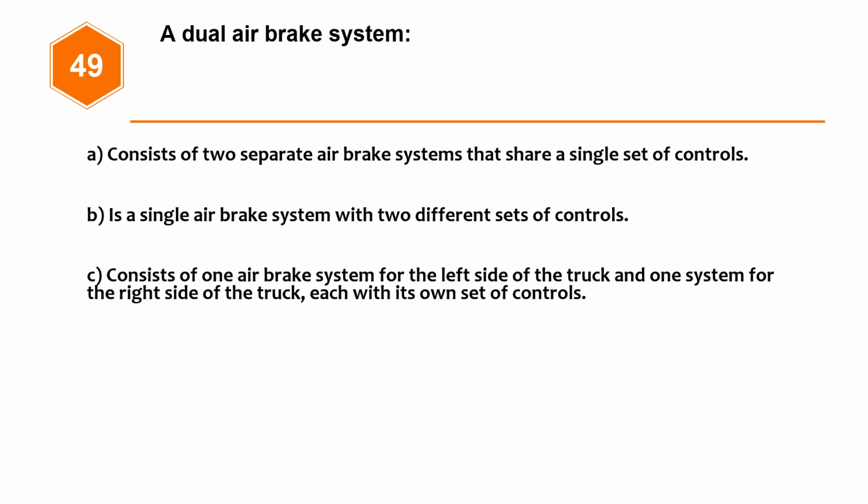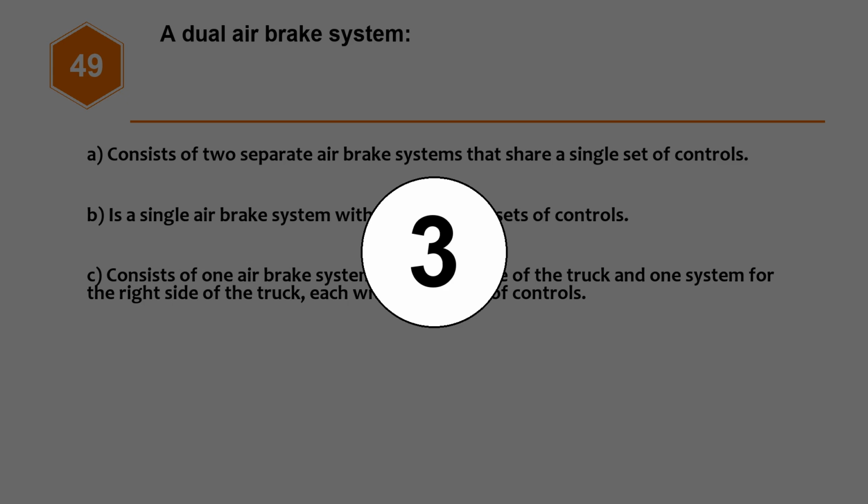Question 49. A dual air brake system. Option A. Consists of 2 separate air brake systems that share a single set of controls. Option B. Is a single air brake system with two different sets of controls. Option C. Consists of one air brake system for the left side of the truck and one system for the right side of the truck, each with its own set of controls.